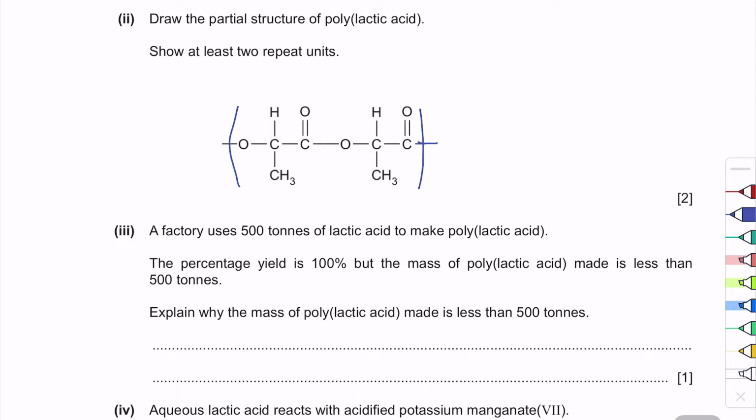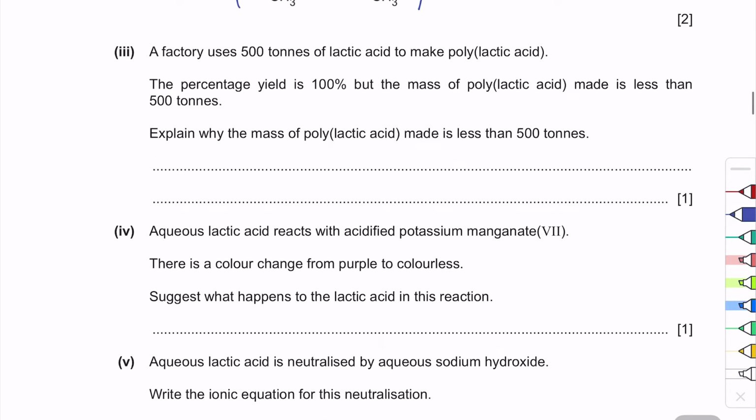A factory uses 500 tons of lactic acid to make polylactic acid. The percentage yield is 100%, but the mass made is less than 500. Explain why the mass made is less. The mass is less because you're also getting water as a byproduct. For example, in this case, water is also made, and obviously that has some mass.